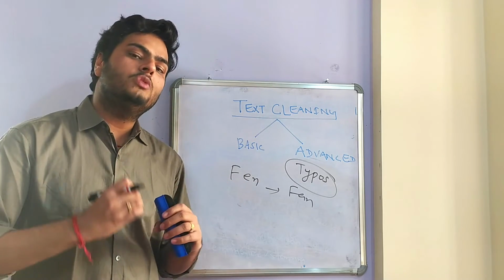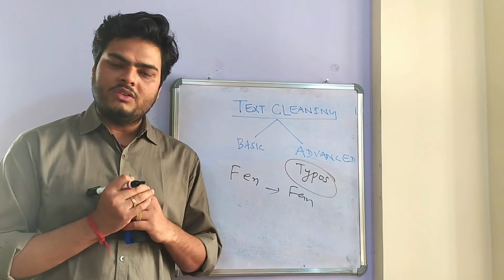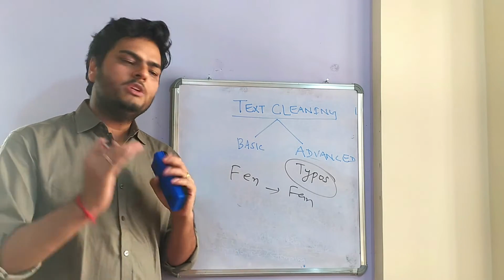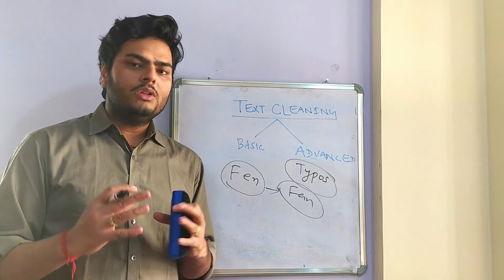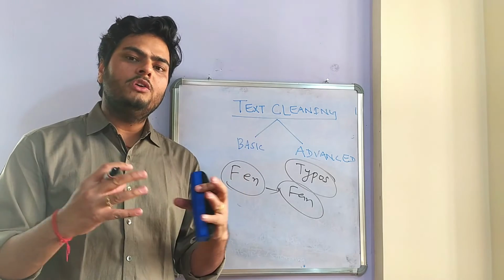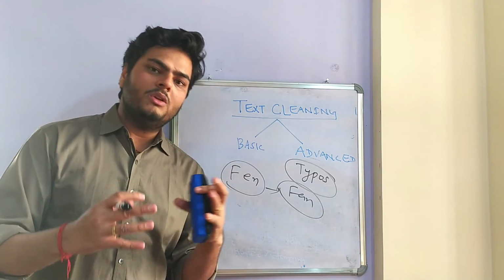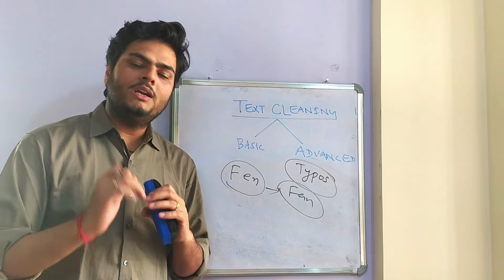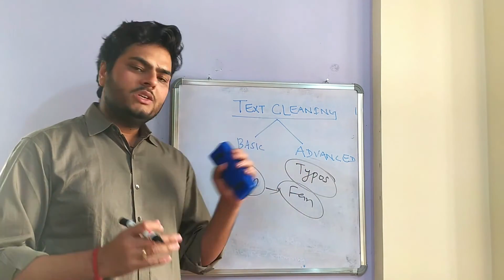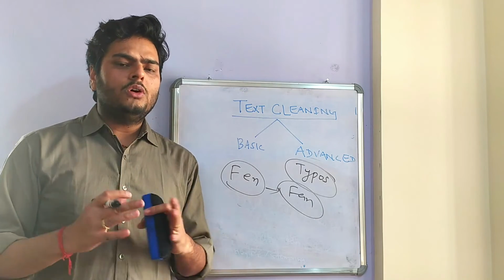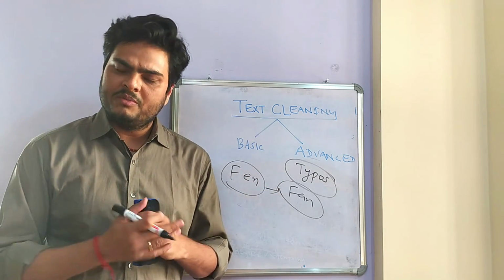Now this is not easy to implement, guys. There has to be a dictionary and there has to be a matching between these words. So I'll discuss in a separate video how the words are matched, how you say that these words are similar or dissimilar. So this process is known as correction of typos. I'll show you all these implementations using Python in my upcoming video.